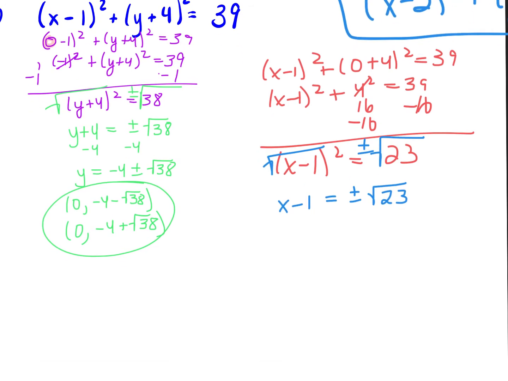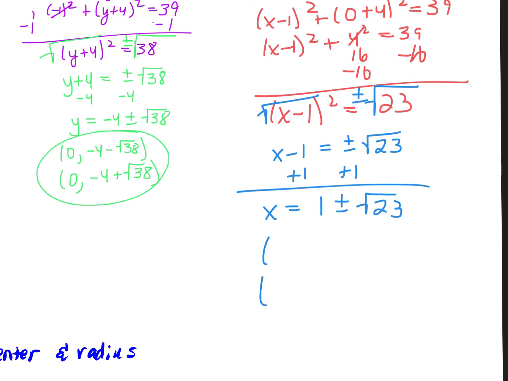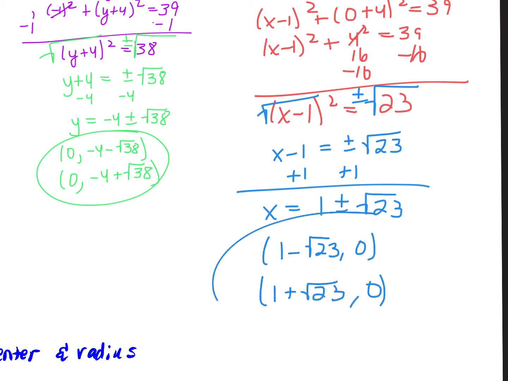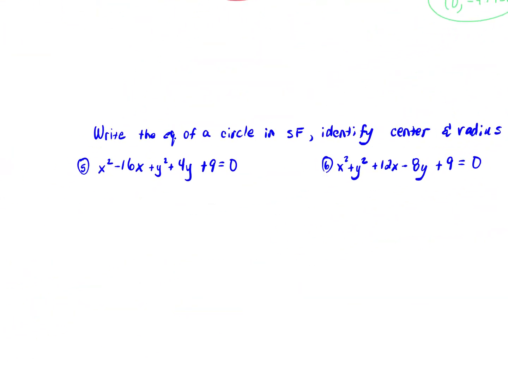Again, if that broke down, I would do it. It doesn't, so we're just going to add 1 to both sides. So you get x equals 1 plus or minus the square root of 23. And again, we're going to write our intercepts as ordered pairs. So 1 minus the square root of 23, comma 0, and 1 plus the square root of 23, comma 0. And there's our intercepts. All right, coming down to the next one, guys.